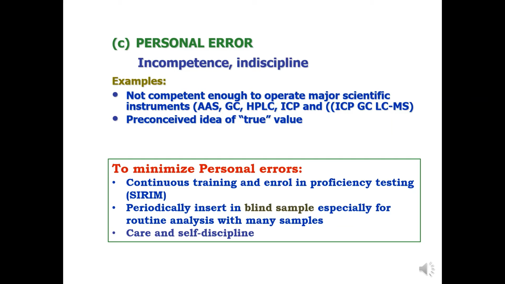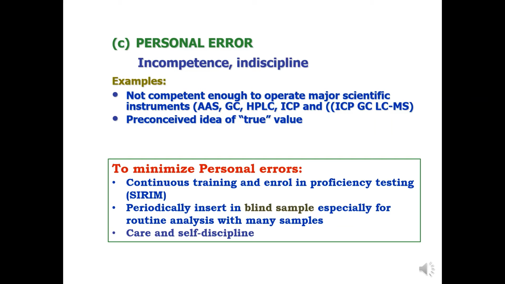For our major instruments, AAS, GC, HPLC, ICP, all are very good instruments, but again, you need competent staff with high integrity to run them. Because if you are running a lot of samples, some staff develop what we call a preconceived idea of a true value.